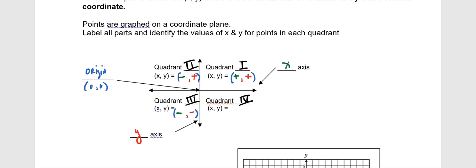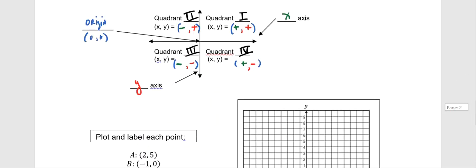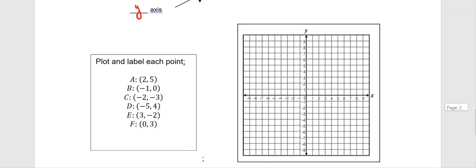And likewise for our final ordered pair in quadrant 4, or construction of ordered pairs in quadrant 4, I'm once again moving to the right, just as I was in quadrant 1. But now I am moving down, so there, I'm moving with a negative y value. So that should be enough information to help you in plotting the points and labeling them.